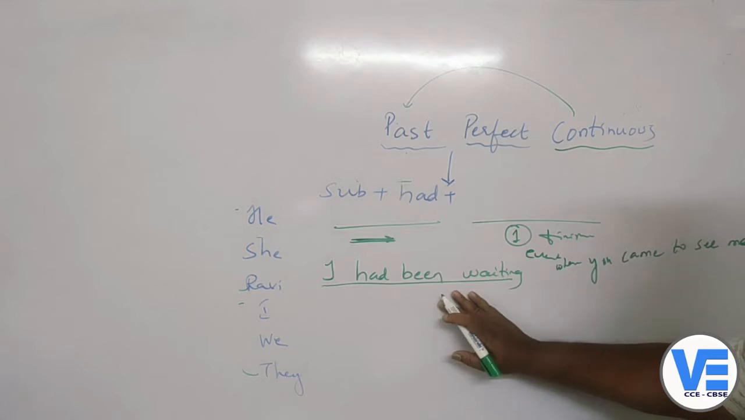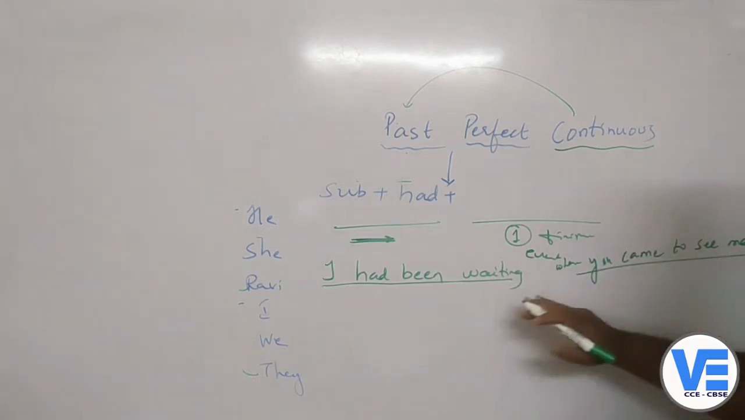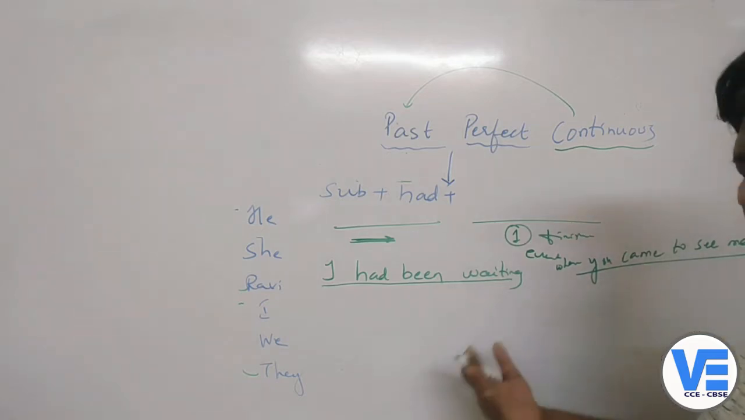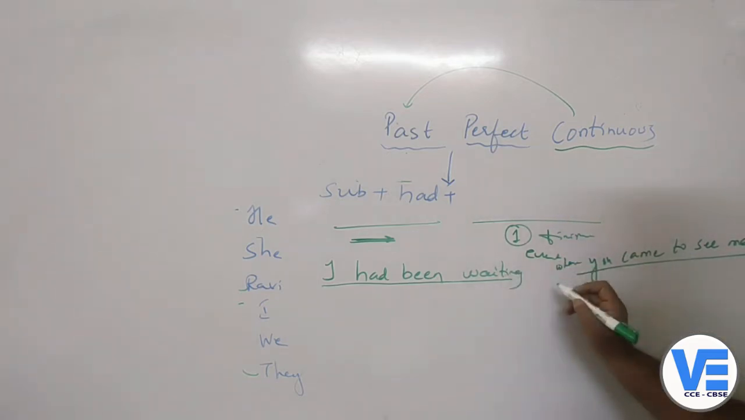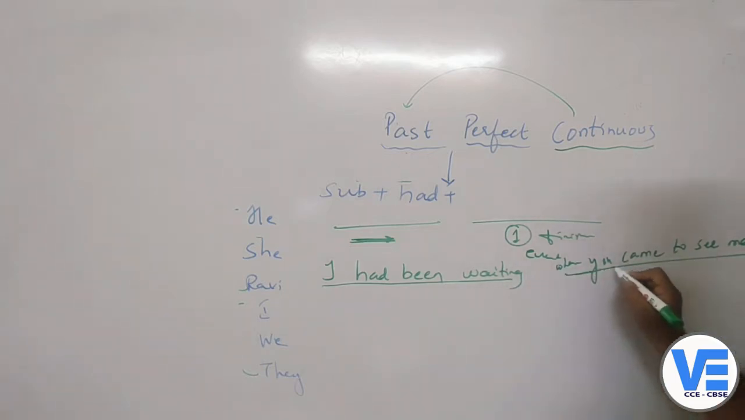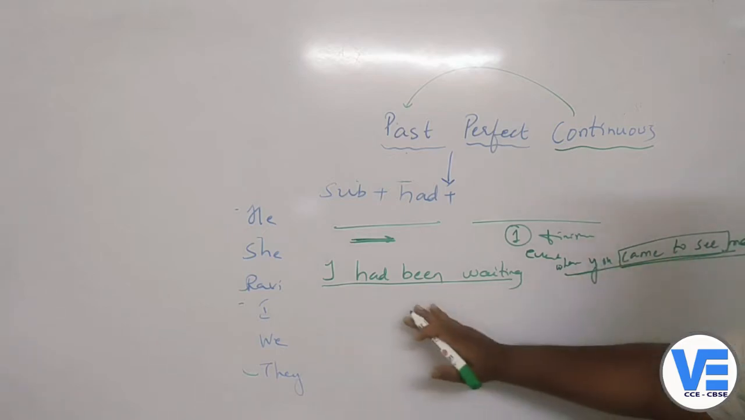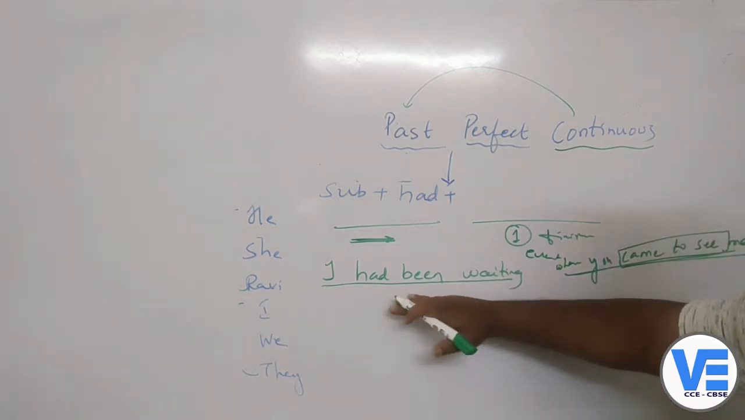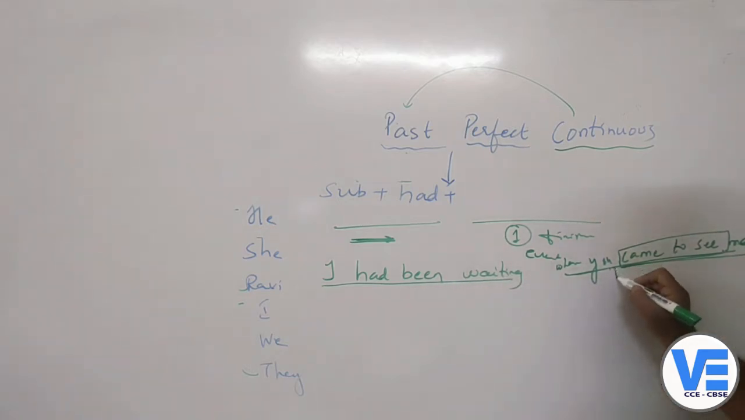Somebody has been waiting when you came to see me. So this particular person is talking about the incident which already happened. When you came to see me, this is also past tense, right? This happened. When you came to see me, what he was doing, he had been waiting. So he had been waiting at that particular time when he came to see him, right?